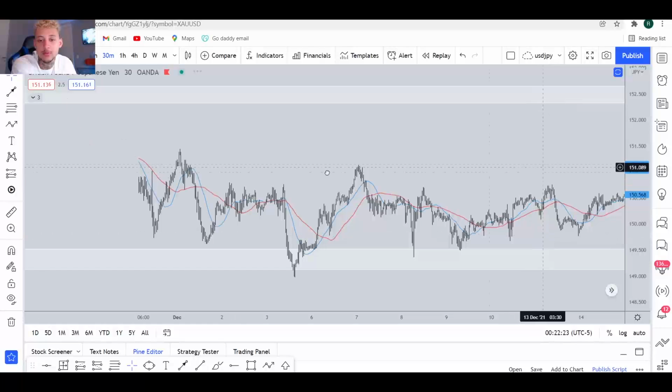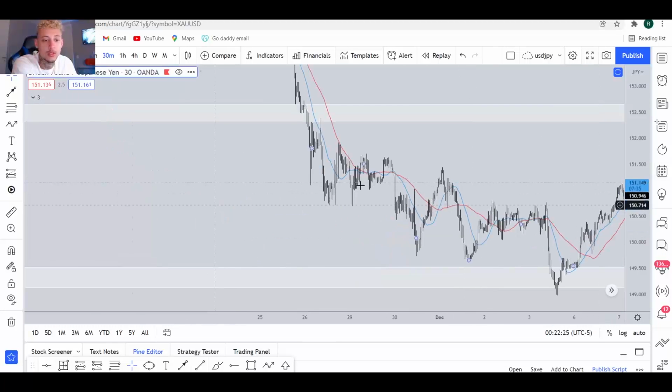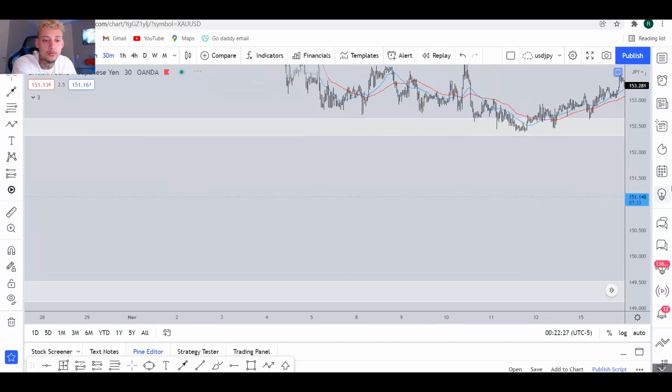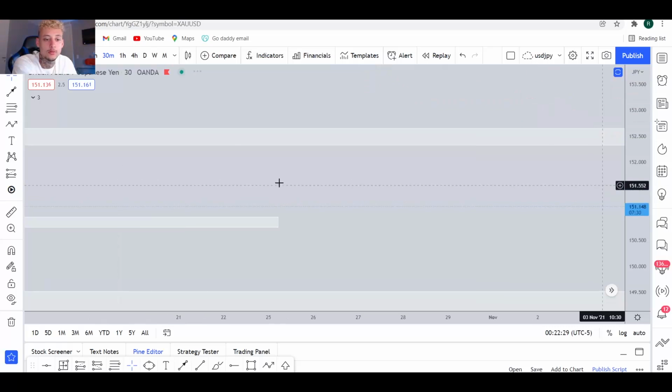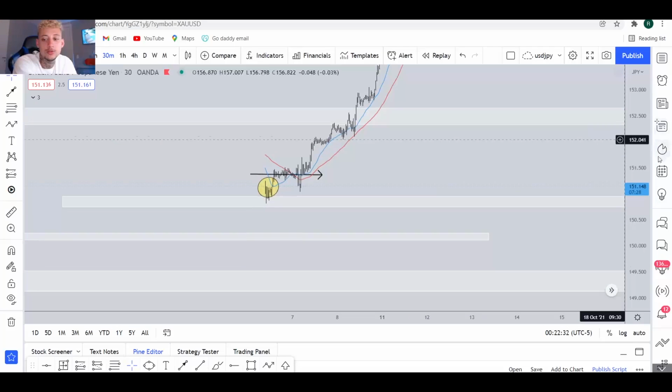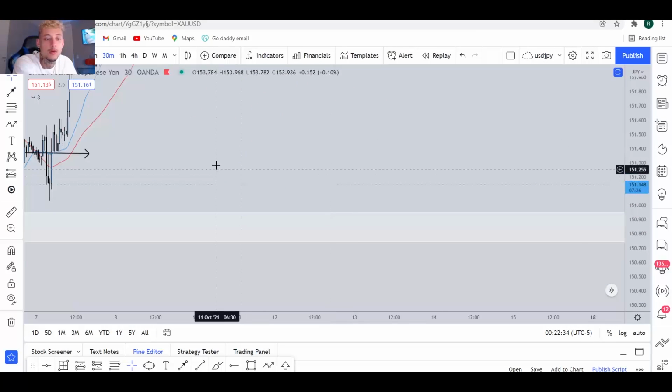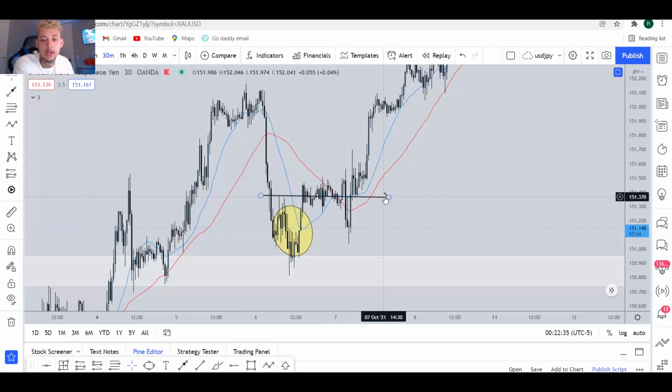Let me try and find my spot here. So we're all the way to the left. Let me go back. So we already took two type A setups there, right? So notice how we have, again, this previous market structure high. Let me get rid of that line because it's not straight, right?